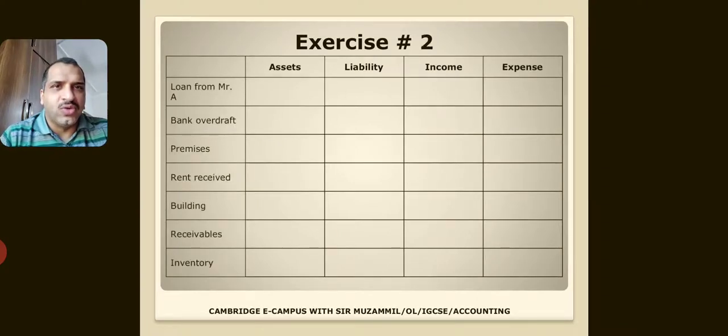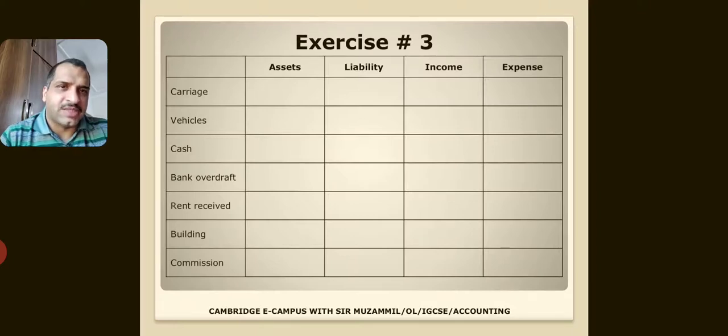Same, exercise number 2. Loan from Mr. A is now considered a liability. Bank overdraft, same, liability. Premises, asset. Rent received, income. Building, asset. Receivables, asset. Inventory, asset. Same, exercise number 3. Carriage is like transport cost, it is an expense. Vehicles, asset. Cash, asset. Bank overdraft, liability. Rent received, income. Building, asset.